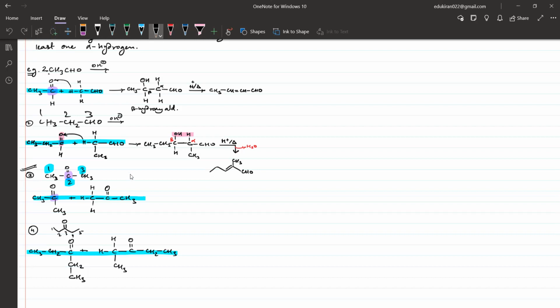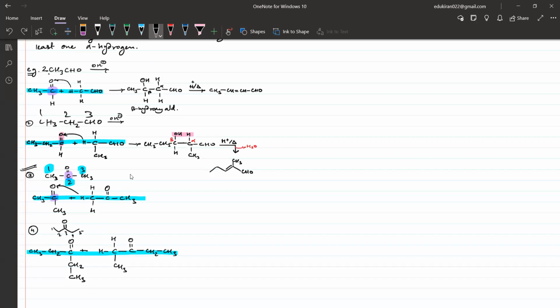And you will get a COH, and this carbon will have only 2 hydrogens remaining. Same thing happens here. What about the second carbonyl group? That remains as it is. No change there.